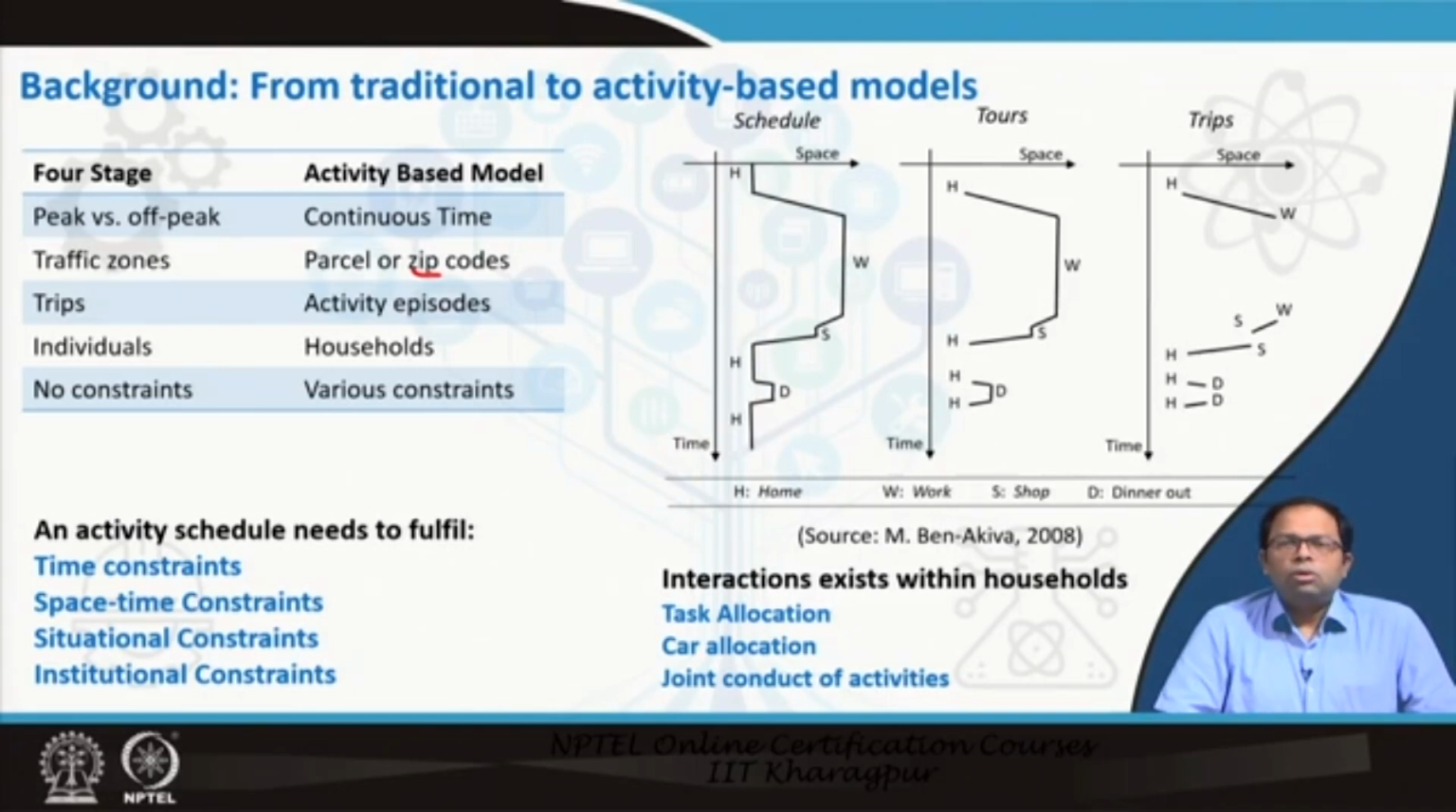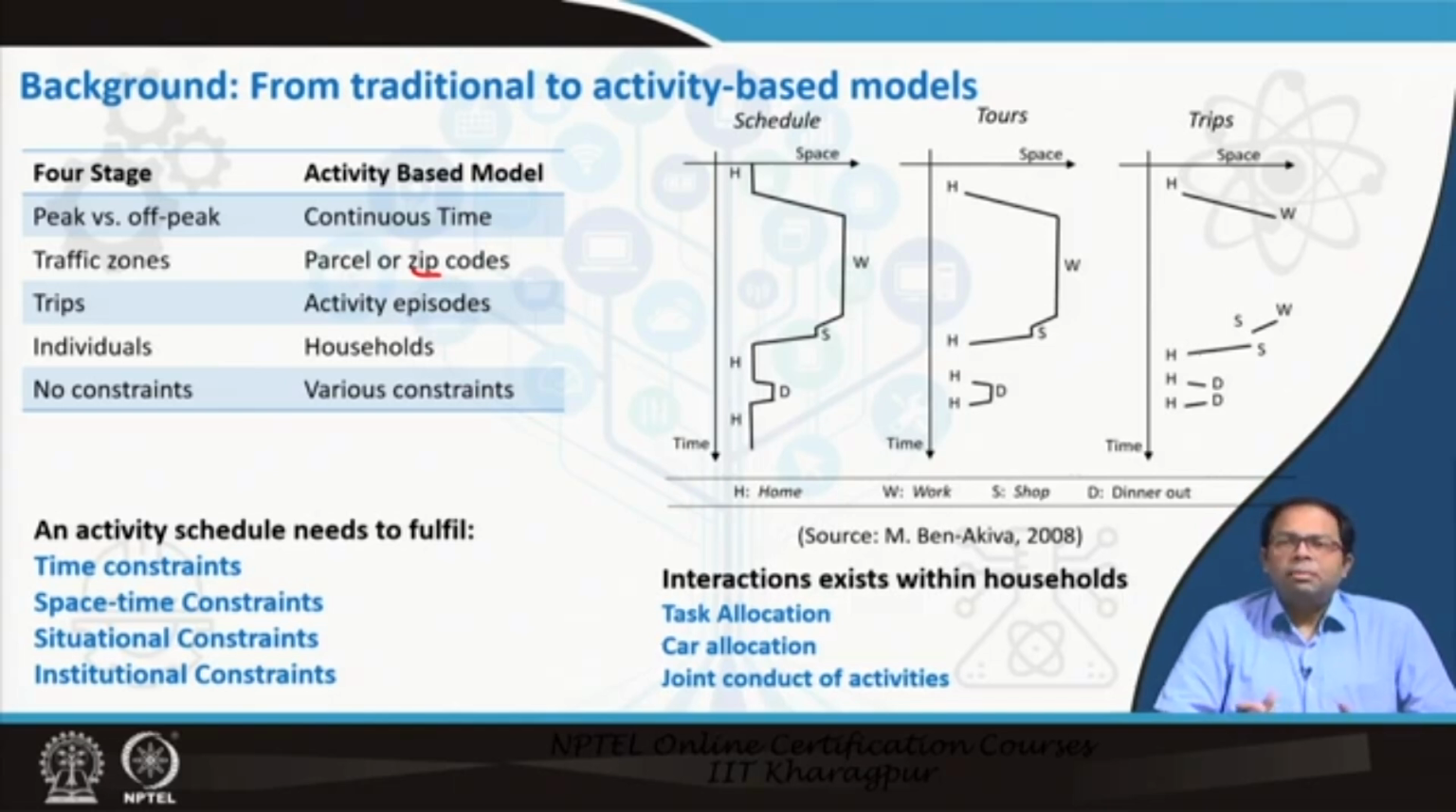In the 4-stage model, no constraints were considered, but in an activity-based model we include many constraints which are considered whenever a decision or a choice is being taken. Those constraints actually decide what would be the limited alternatives that are available for a person to choose.